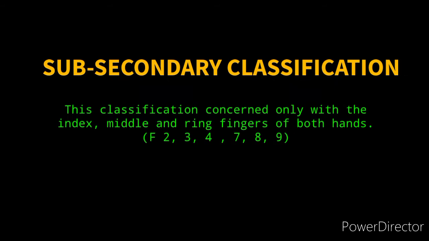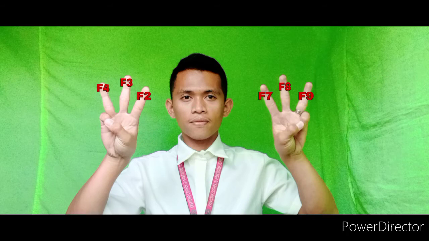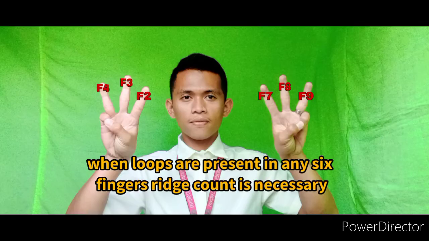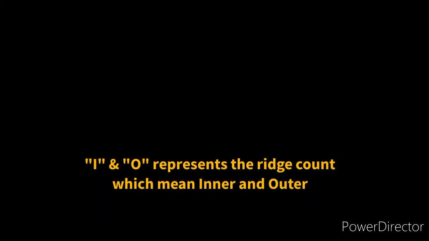Subsecondary classification. This classification concerns only the index, middle, and ring fingers of both hands: fingers 2, 3, 4, 7, 8, and 9. The fingerprint classifier must first count the ridges of the loops and do the ridge tracing of whorls appearing on the above-mentioned fingers. When loops are present in any of the six fingers, ridge count is necessary.